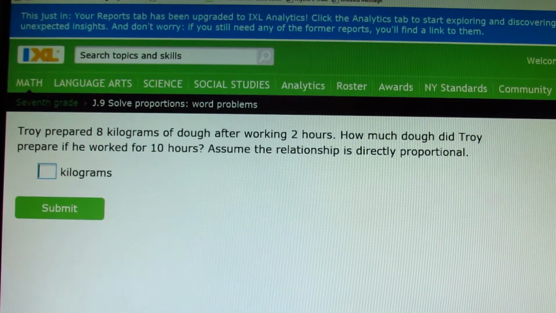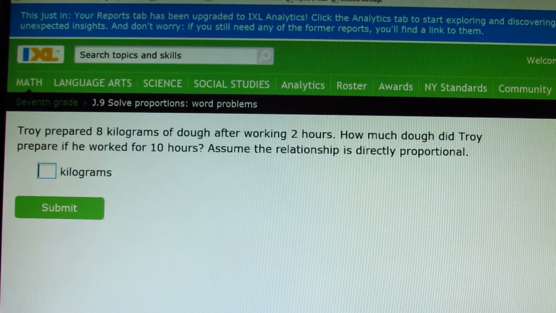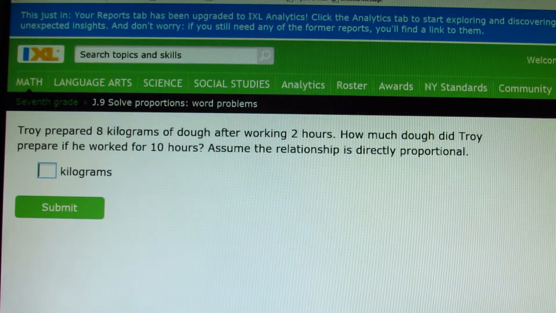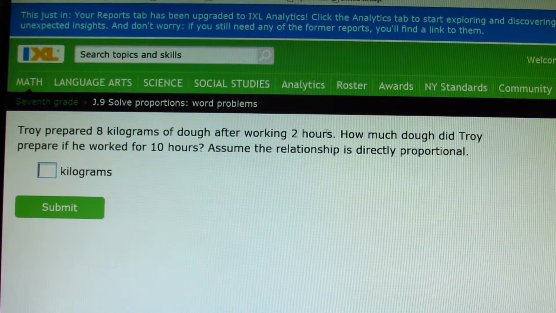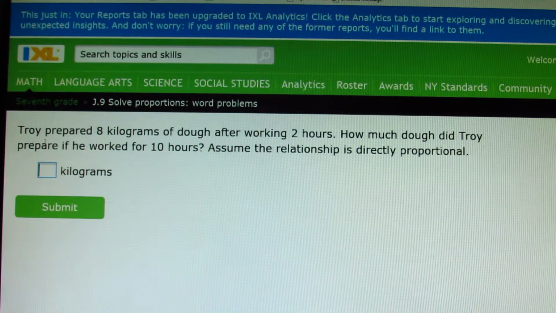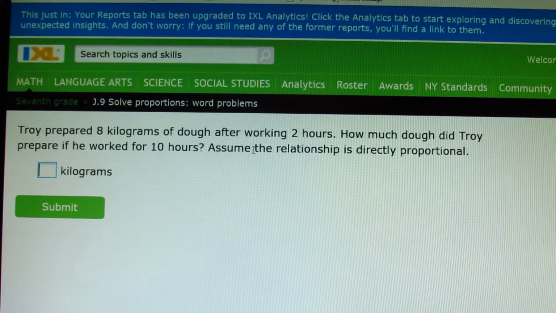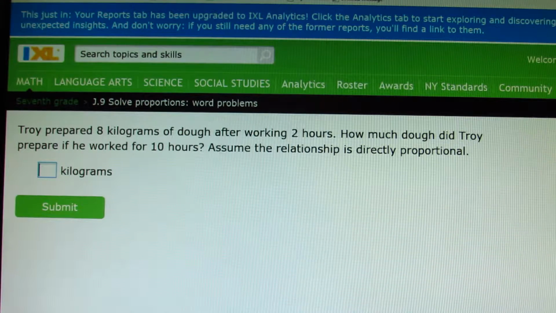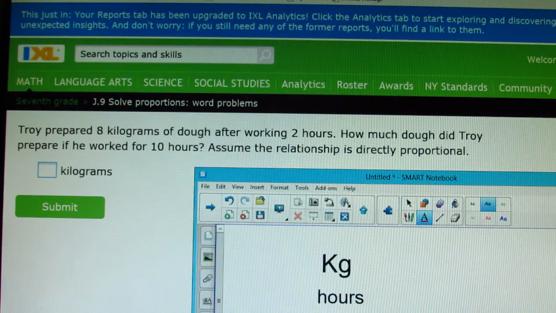Okay, now we're on IXL J9. This is the first question. It's called Solving Proportions Word Problems. Troy prepared 8 kilograms of dough after working 2 hours. How much dough did Troy prepare if he worked 10 hours? Assume the relationship is directly proportional. Okay, again, solving a proportion.